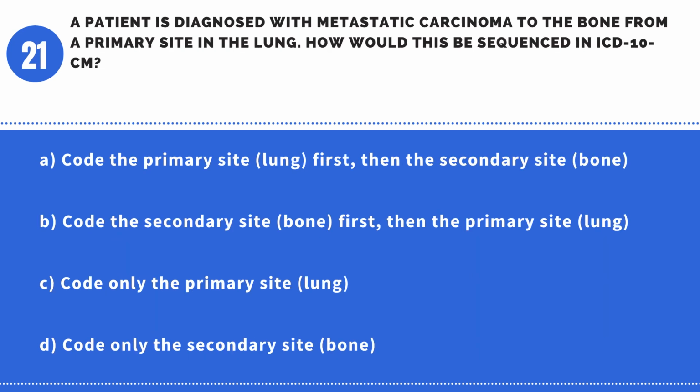Question 21. A patient is diagnosed with metastatic carcinoma to the bone from a primary site in the lung. How would this be sequenced in ICD-10-CM? A. Code the primary site, lung, first, then the secondary site, bone. B. Code the secondary site, bone, first, then the primary site, lung. C. Code only the primary site, lung. D. Code only the secondary site, bone.